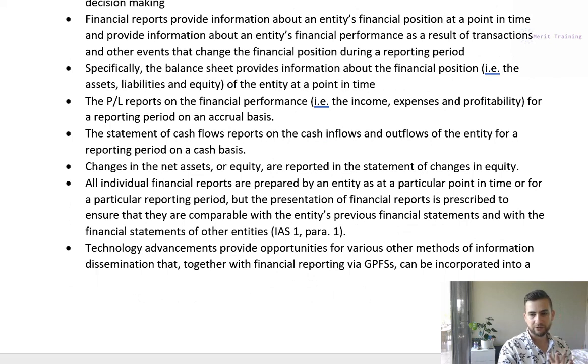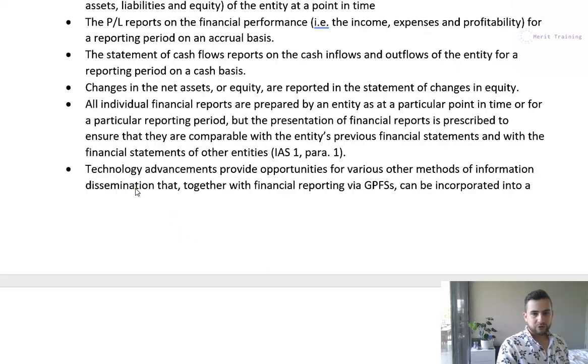So there are 4 key statements that we look at in financial reporting. Just to recap, it's the P&L statement, it's the balance sheet, it's the statement of cash flows, and then the final one is the changes in equity, which is probably the one that people are least familiar with. But that's just talking about equity and how that's changed over time.